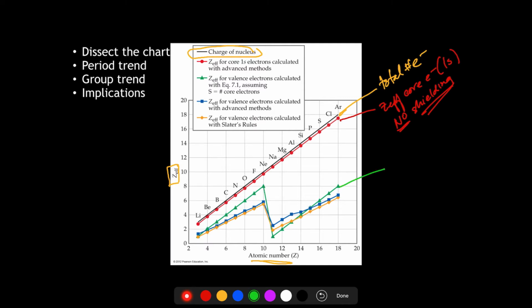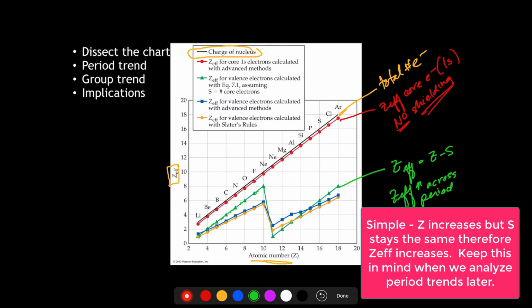This green one is the one that says Z effective is equal to Z minus S, and these are other approximations down there. And so you'll see here that we go up, up, up across the period, so we could say that Z effective increases across the period. Why does that make sense? At the end of period 2, when we get to neon, we come back down here for sodium. What do we notice about sodium and lithium? Same thing, and same thing again.